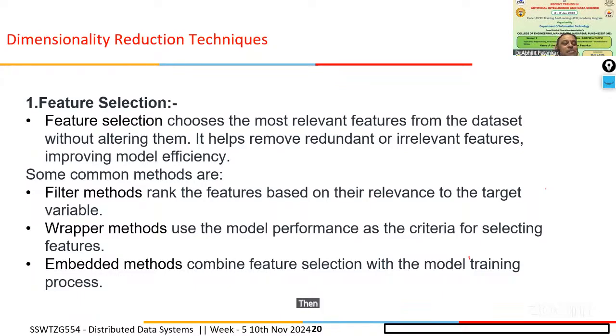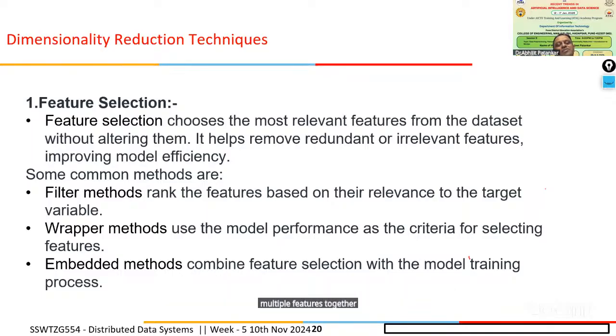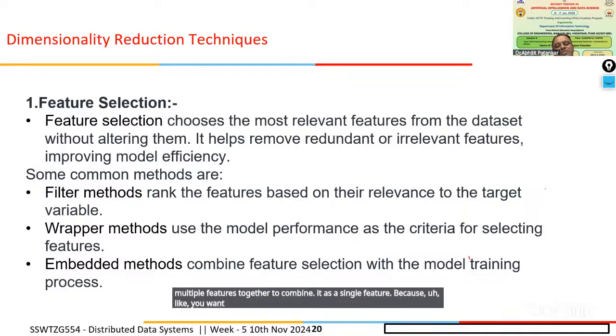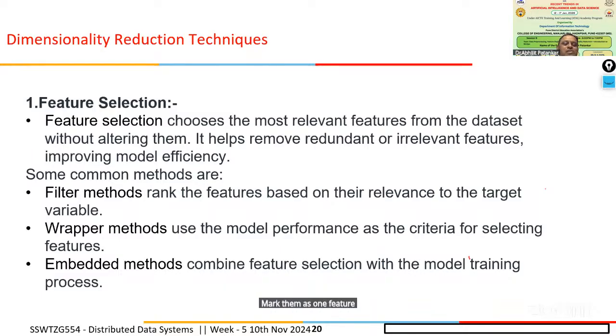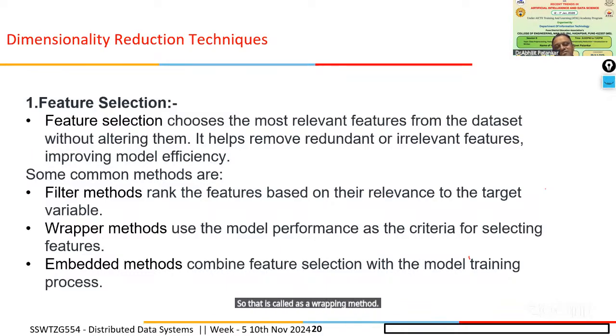Then second, the wrapper method. It uses the model performance as the criteria for selecting features. So you wrap multiple features together to combine them as a single feature. Because you want marks, you want previous grades also, you want something else. So you group them together and mark them as one feature. Like we do the transformation, you transform the multiple values and create a new feature. So that is called the wrapping method in feature selection.